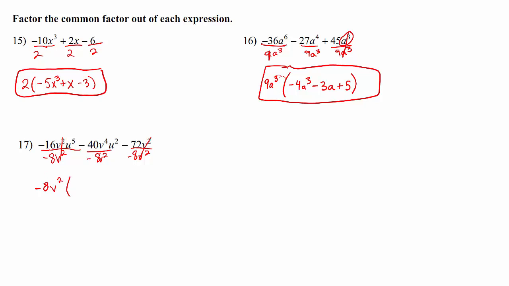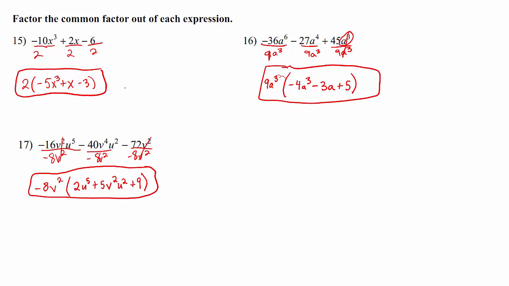All right, so -16 divided by -8 is a +2, and I would still have the u to the 5th. -40 divided by -8 is 5, and 4 minus 2 for our exponents gives me 2, and I'd still have the u there. 72 divided by 8 is 9, and it changes to plus. And the v's cancel out, so this is my answer.